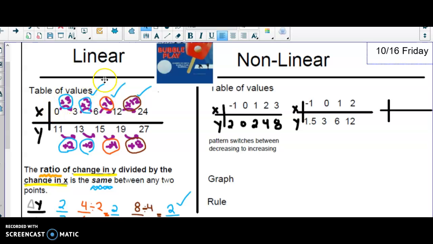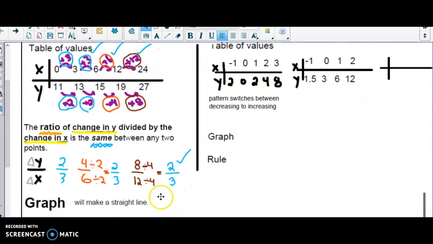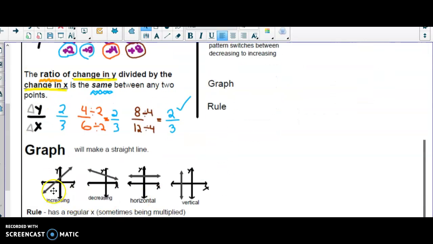We talked about a table of values as linear if the ratio of the change in y divided by the change in x is the same between any 2 points. And we talked about how if we divided any of these 2 points, y divided by x, we got 2/3 or 4/6, which reduces to 2/3, or 8/12, which reduces to 2/3. The graphs look like a straight line.